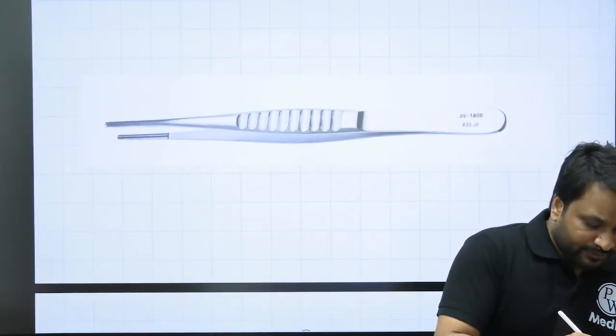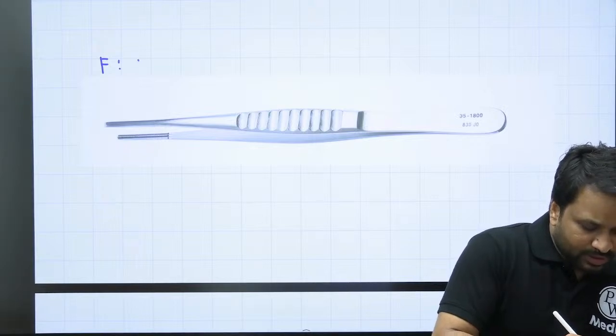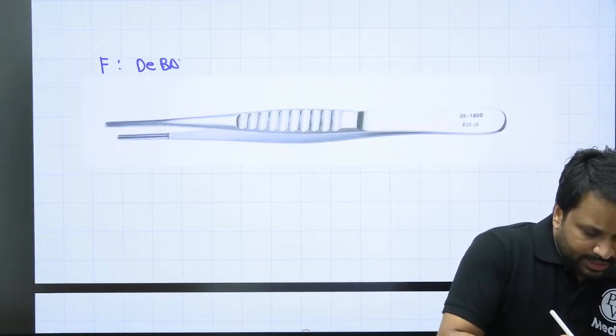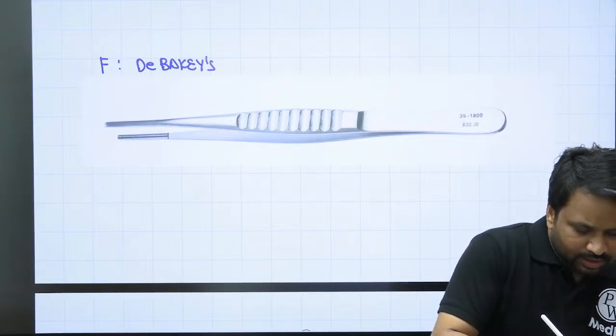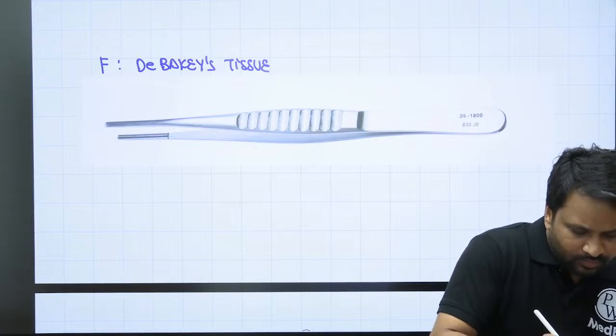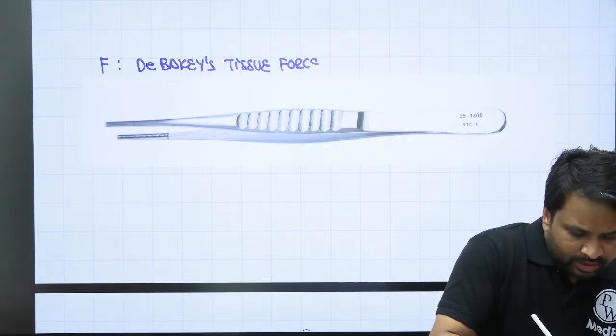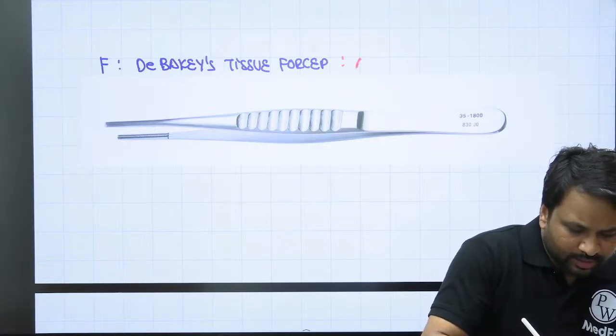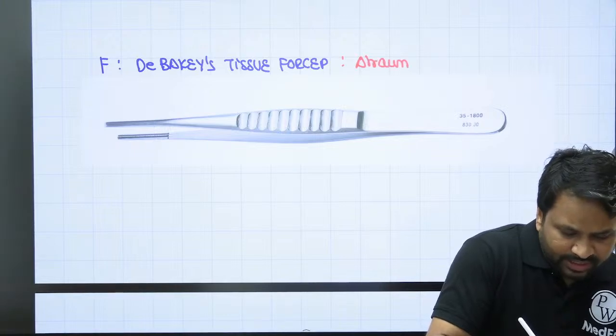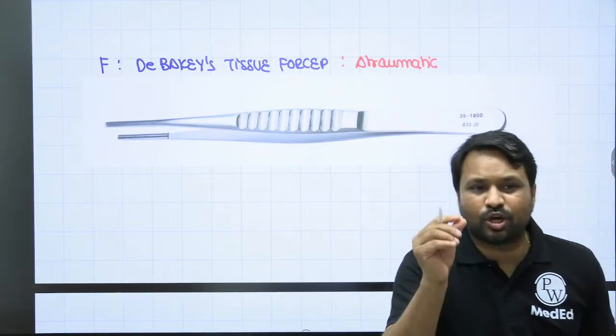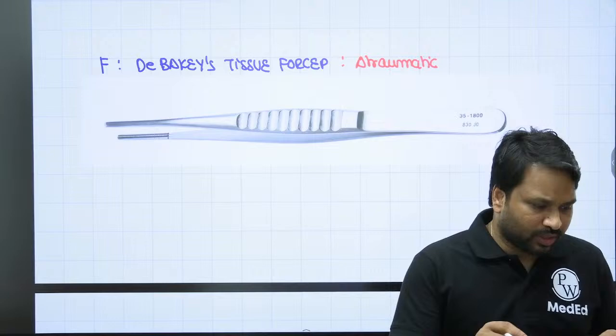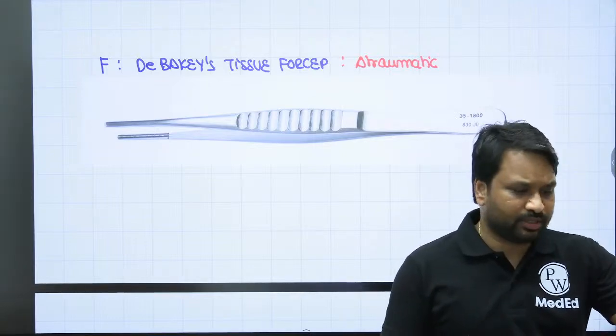Image number F is an atraumatic forceps. This is what we call the DeBakey tissue forceps. All that you have to remember in DeBakey is that it is atraumatic. It does not have any tooth. It's a soft hold that you have. This is going to have a soft hold, that is your DeBakey, right?